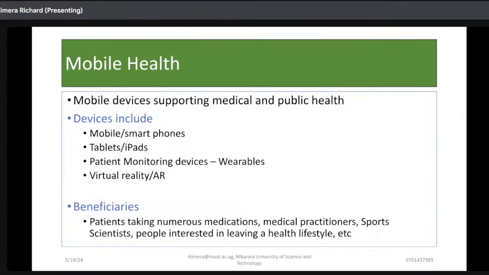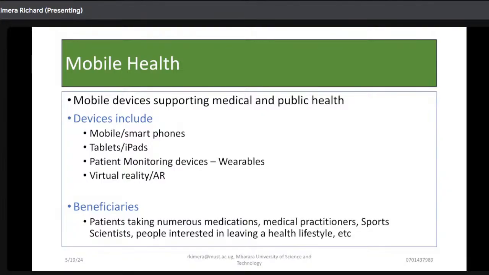So moving into mobile health, we are saying mobile devices supporting medical and public health, and they include, it's not just about phones, we have tablets and iPads. I know some of you have them, just giving you a wider screen and wider options.